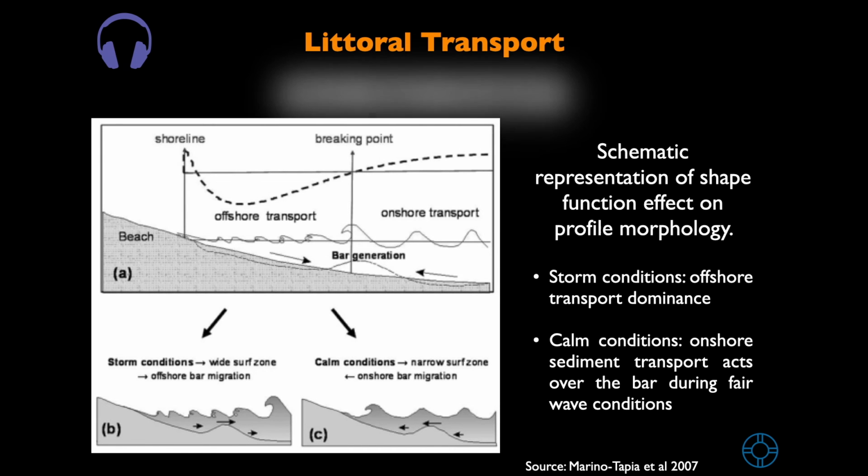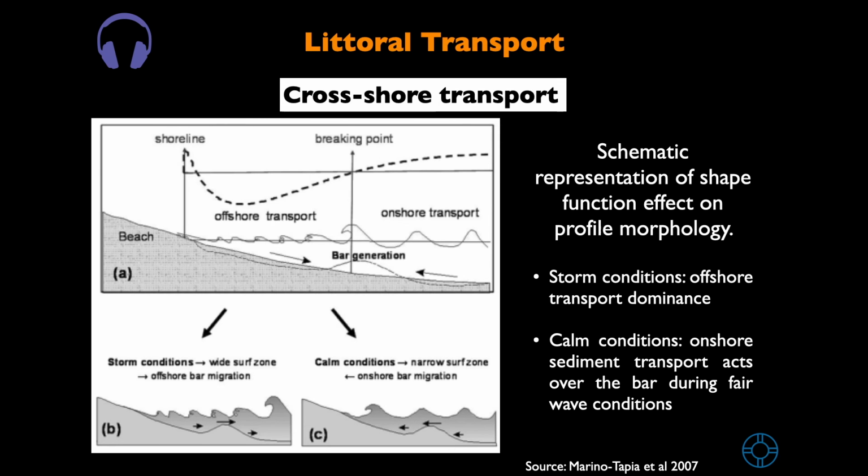This is a schematic representation of shape function effects on profile morphology. Subtidal nearshore sandbars are common features of beach profile morphology, and their dynamics tend to dominate profile variability. Bars affect nearshore waves and circulation, and consequently sediment transport and morphological changes. The bar migrates, and their migration magnitude and direction are controlled by the incoming wave energy level.